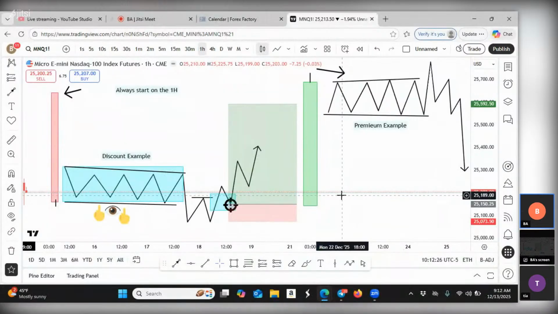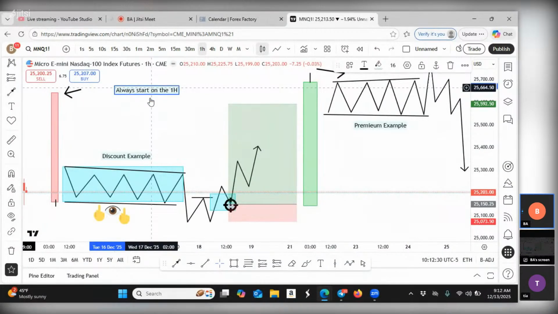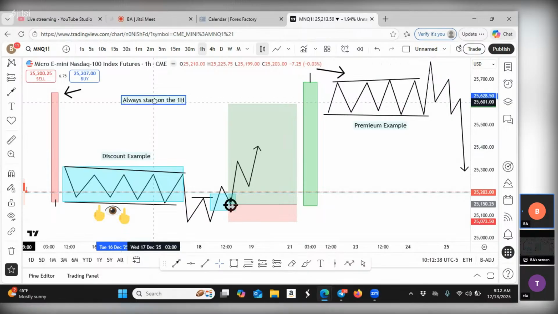Yeah. All right. So you always want to start high on the higher time frame, the 1 hour. I'm trying to see where price is currently at. You see what I'm saying?